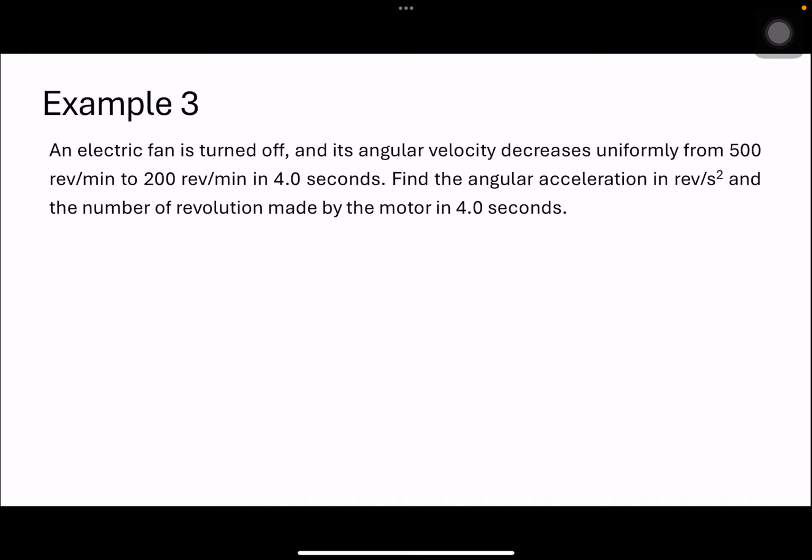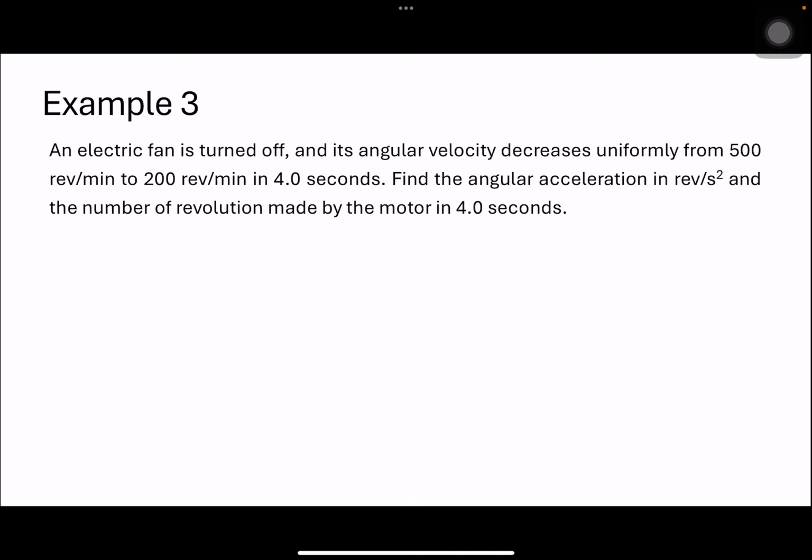Let's continue with example number 3. Example number 3 reads: an electric fan is turned off and its angular velocity decreases uniformly from 500 revolutions per minute to 200 revolutions per minute in 4 seconds. Find the angular acceleration in revolutions per second squared, and the number of revolutions made by the motor in 4 seconds.